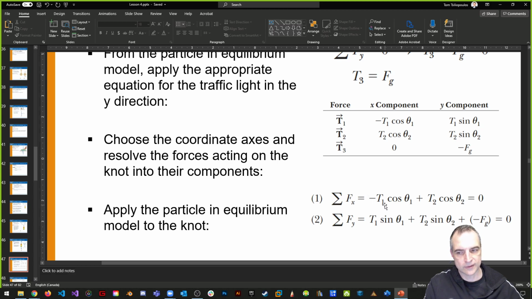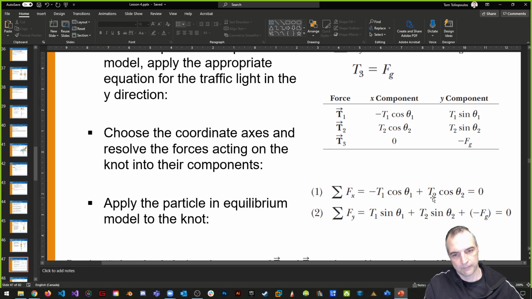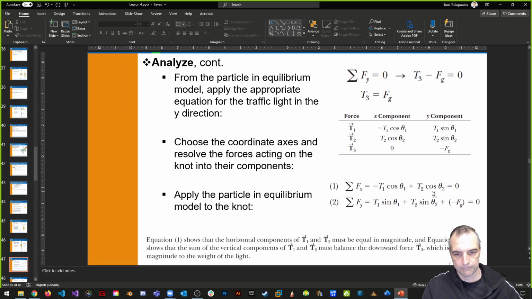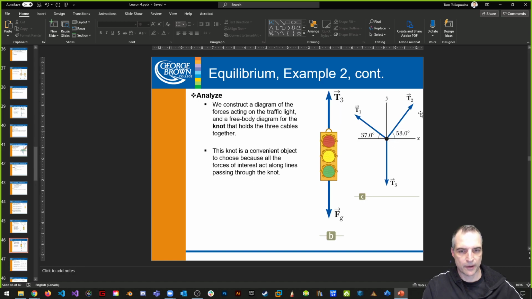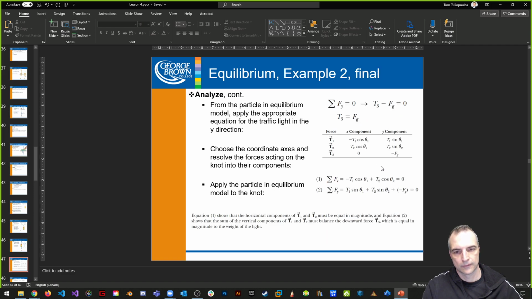Why? Because the particle is in equilibrium. What do these things mean? If we look back up again, this is T1, that's why it's negative. This is T2, that's why it's positive. T2 is up and to the right. T1 is up and to the left, which means on the x-axis it's negative, and on the y-axis it's positive, which is what we're showing here.